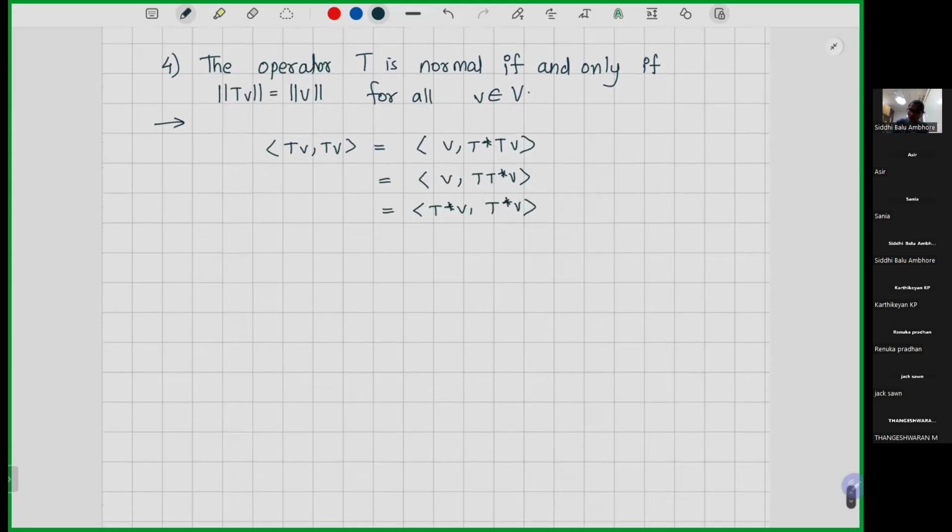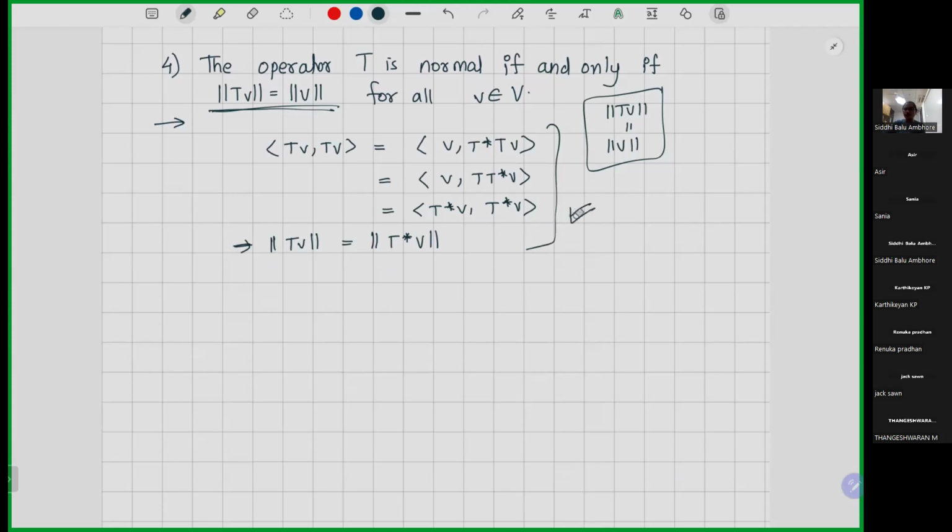But we are asked about norm of V and norm of TV. Okay, so norm of TV is equal to norm of T star V. This is what we get from here. But what about this condition? Can we talk about norm of V when we have this information? This is completely okay, but it gives information about norm of TV and T star V.